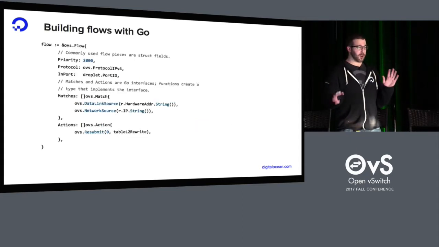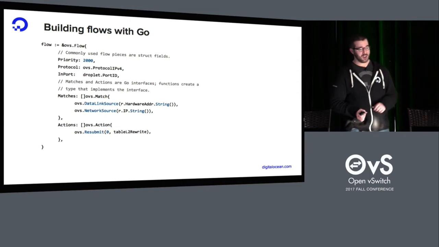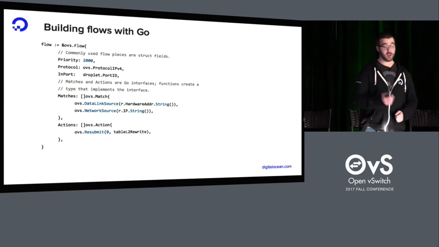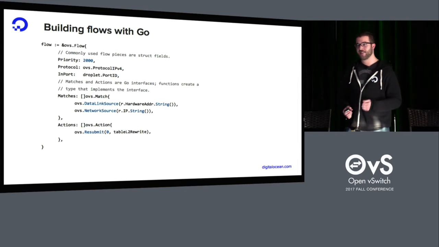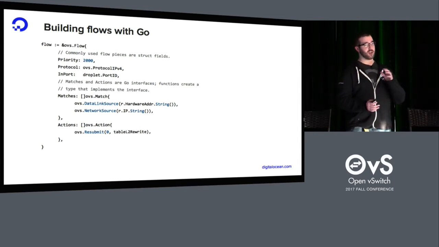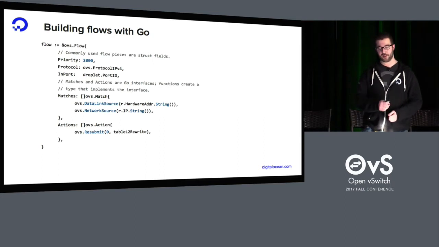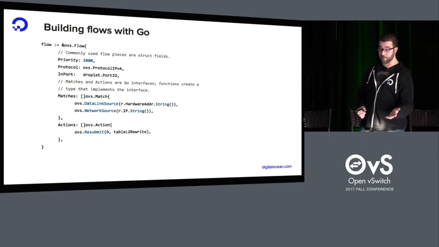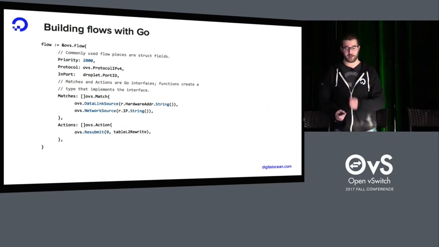So this is a little bit of what our flow structures look like in Go. So we have this OVS flow type. And some of the commonly used pieces in the flow are these structure fields here, things like a priority, a protocol, or an import. And the match and action types are actually Go interfaces. So we have these functions that create types that implement the interface. So as an example, you've got something like data link source or network source matches and a resubmit action.